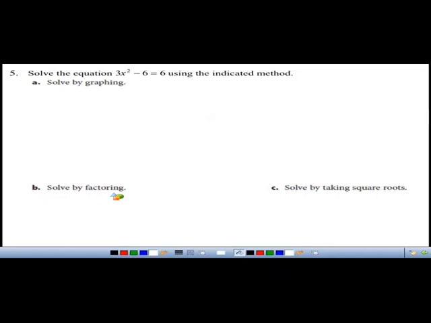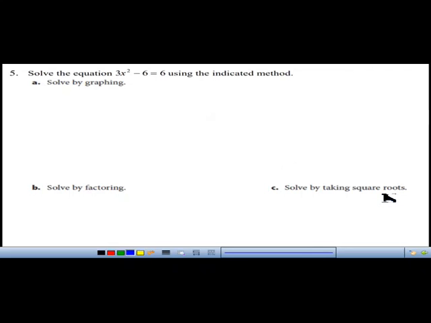Part B is solved by factoring, and part C is solved by taking the square root. Okay, so those are the three different methods. I'm going to start with solving by square roots. And you're going to see why, because I remember when we first covered this and solved three different ways, you said, my favorite is by square roots, Mr. Q. All right, well, let's start with that one.